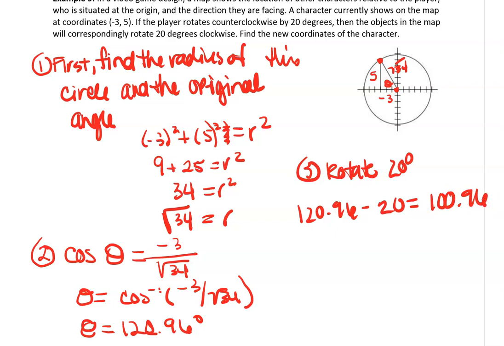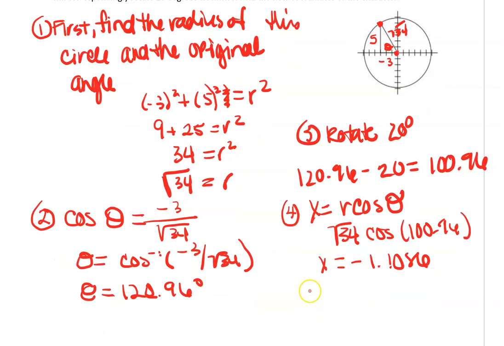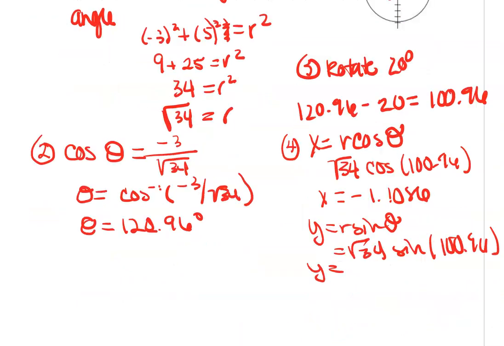And so then if I want to figure out these coordinates, I need to figure out my cosine and my sine. So step 4, I'm going to say x is equal to r cosine theta. And we know that to be the square root of 34. That's why I needed that radius. Cosine of my angle, 100.96. And so x would be at negative 1.1086. And then if you do your y value, y is equal to r sine of theta. That gives me square root of 34 sine of your angle. And then that gives you your y value to be at 5.7246.